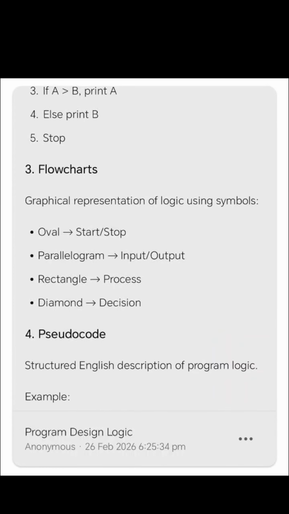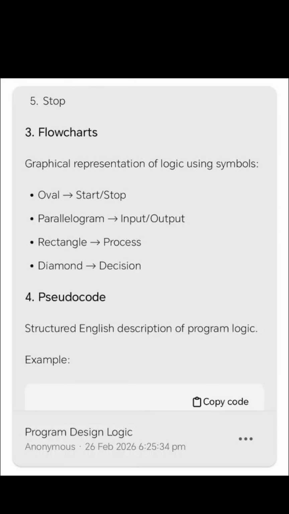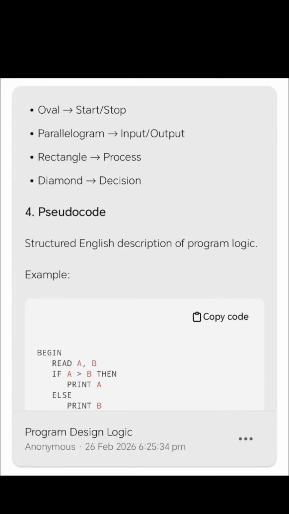For the oval shape, we are going to start and stop the program. Parallelogram means you are going to make the input and output both. Rectangle is for process and diamond for decision making. And then pseudocode means false code. Before writing the original code, you are making false code for your analysis.